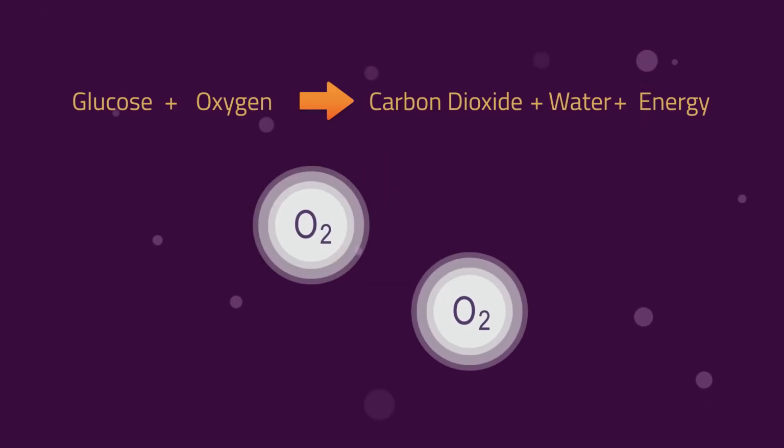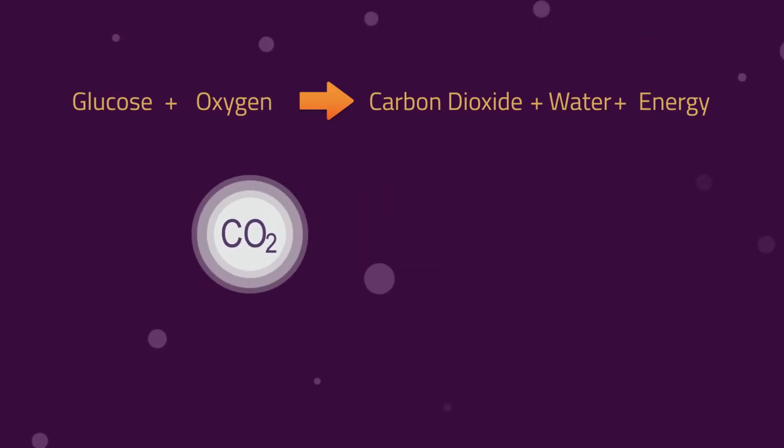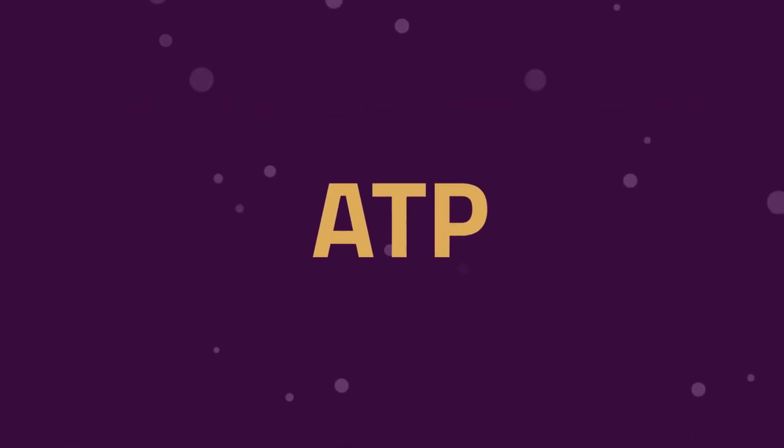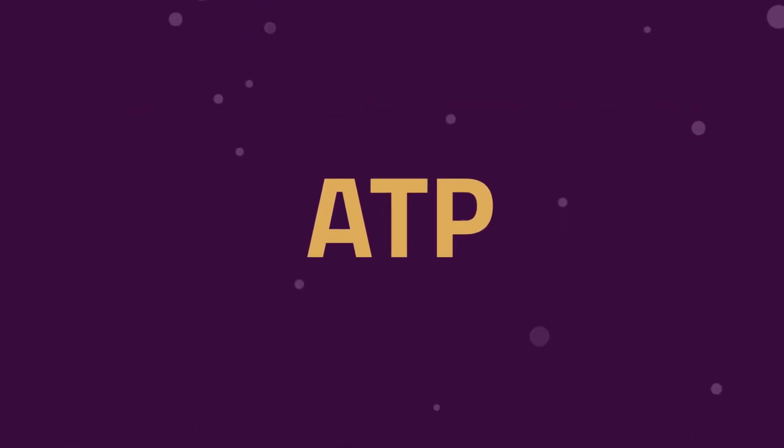Glucose is broken down by oxygen to release the byproducts of carbon dioxide and water. Energy is released, which is then used to make a special energy molecule called ATP. ATP is how energy is stored for later use by the body.